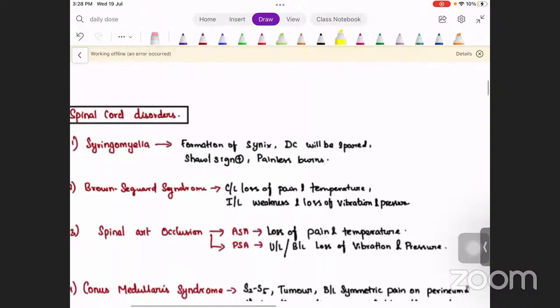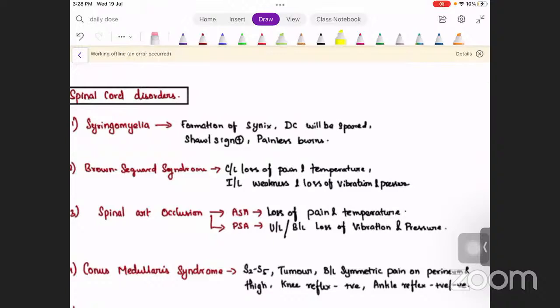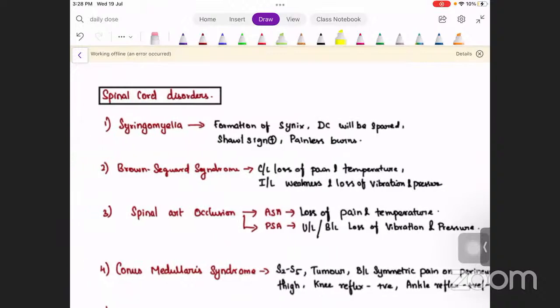Next is the spinal cord disorders. We have talked about stroke, epilepsy, headache, and UMN and LMN lesions and aphasia, people. We have talked about most of the situations in medicine. Now we are going to talk about the spinal cord disorders.